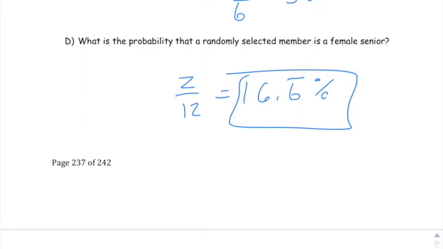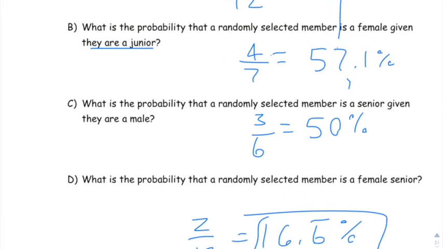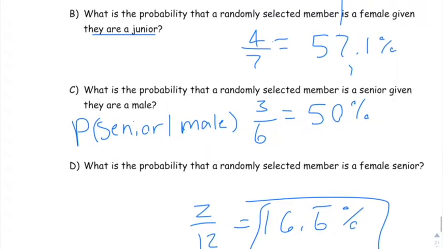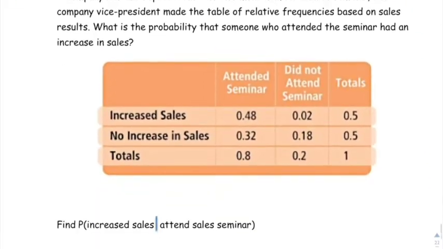By the way, to write out the conditional probability, sometimes you might see it like this here. So we would say, what's the probability that someone was a senior, given that they were a male? So you might see a couple of problems formatted like that. I didn't write that all the way out on a few of those.